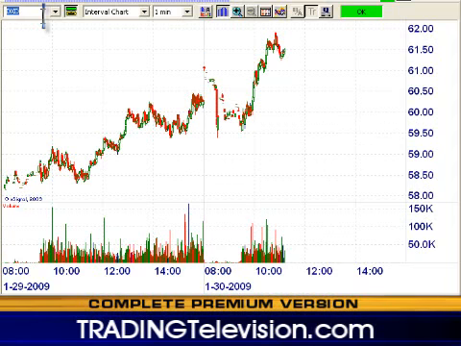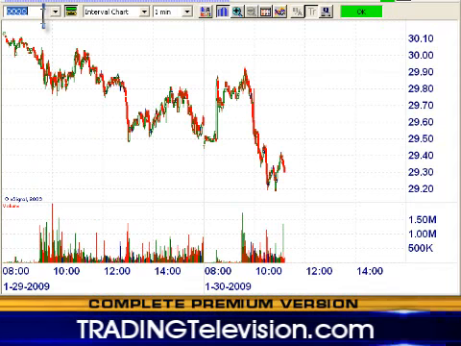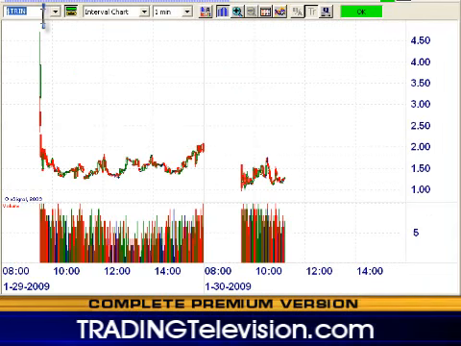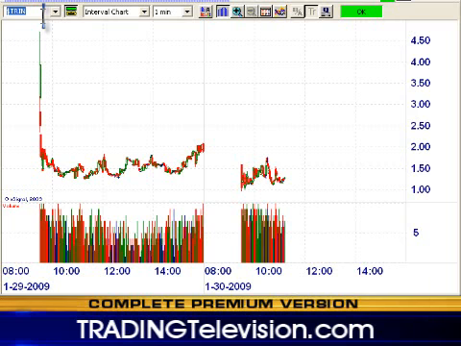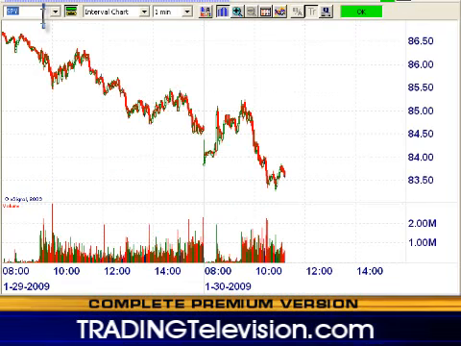We compare those with what's going on in the Spiders and the Qs, which are our long ETFs, in conjunction with our NAS composite and both of our trends, the listed trend from the NYSE market and our NASDAQ trend, to give us a very quick picture as to whether or not an entry is worth taking.